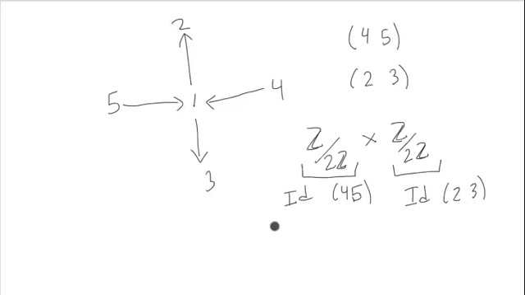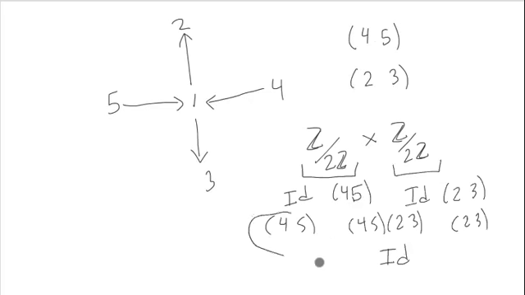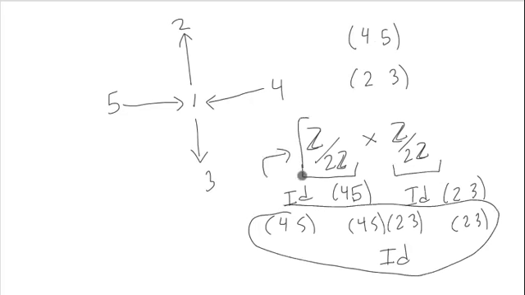And putting these together, we can have freely, because these are disjoint cycles, we could have 4, 5, or 4, 5, 2, 3, or we could have 2, 3, or we could have the identity. Notice that there's 4 elements, just like there's 4 elements in here. This group is isomorphic to the group of permutations that preserve this digraph structure.